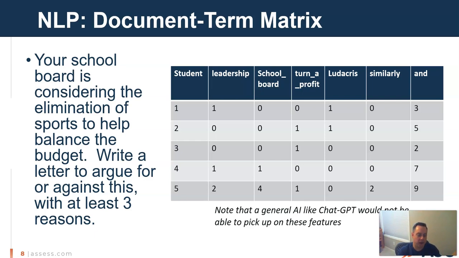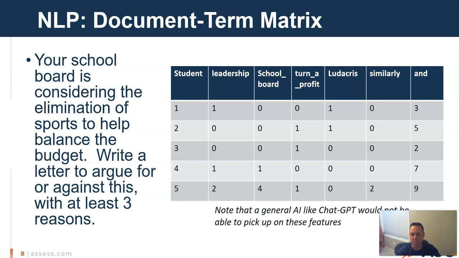So an example I have here, years ago when I was in graduate school, I worked scoring essays for the United States State Department of Education. And what they did was tell the students, your school board is considering the elimination of sports to help balance the budget. Write a letter to the school board to argue for this or against this with at least 3 reasons backing up your statement.